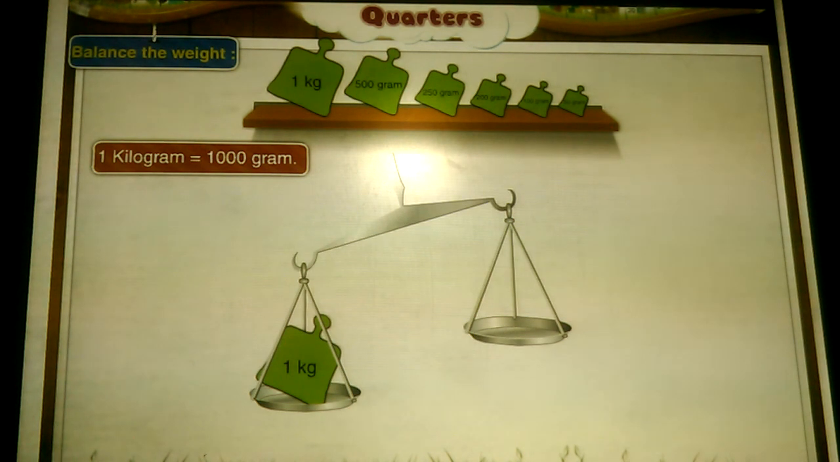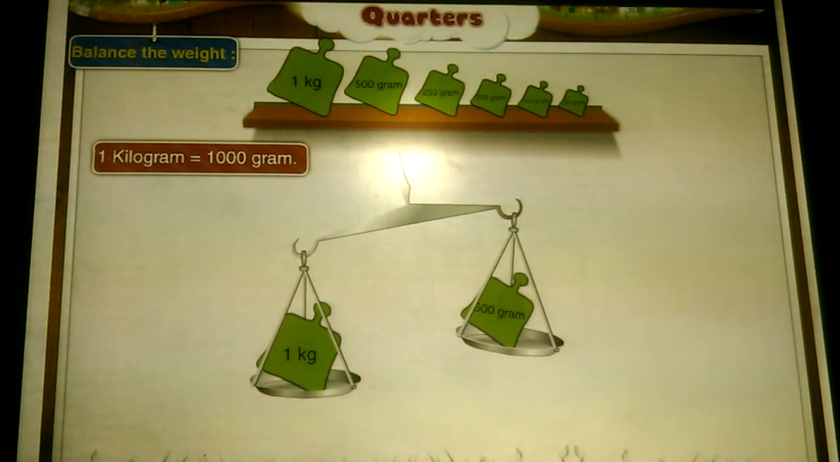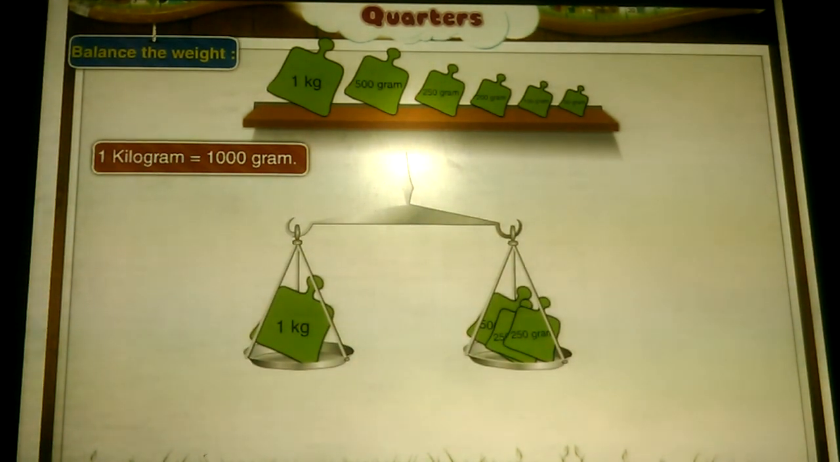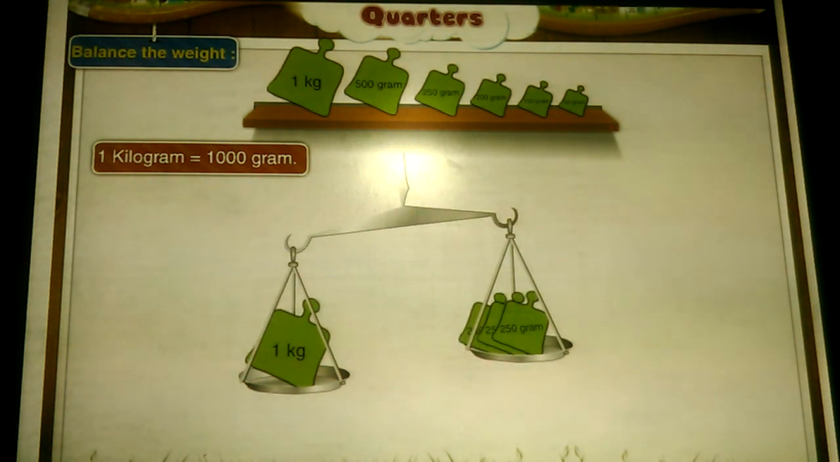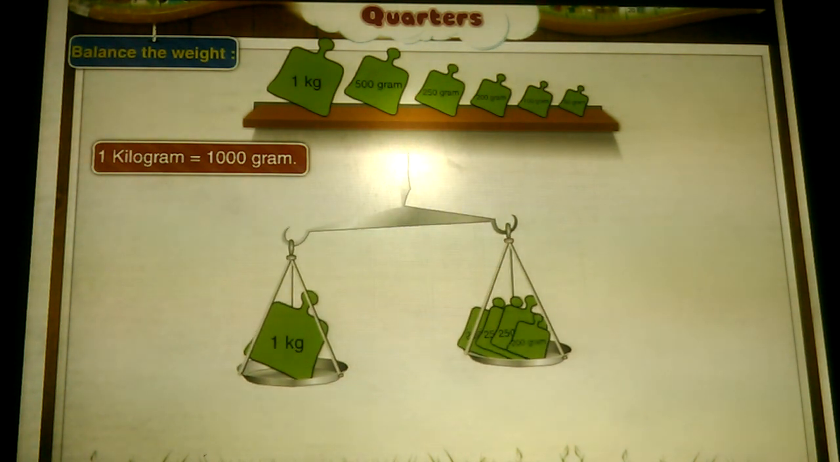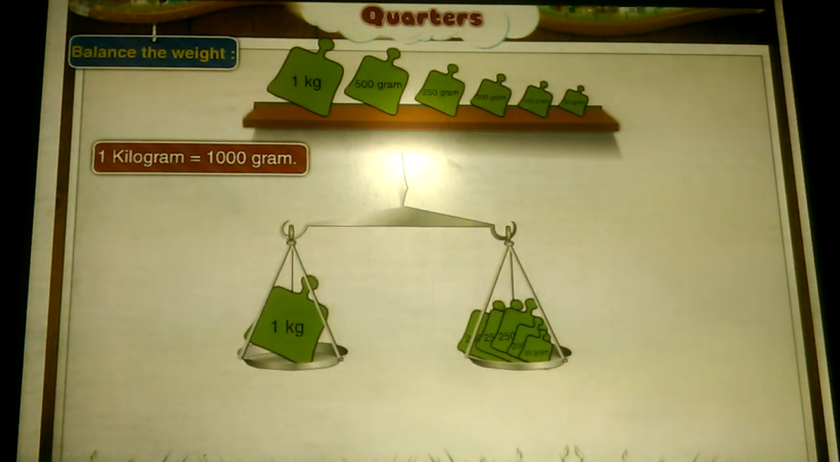2. If a weight of 1 kg is placed in one pan, then by putting 1 500 gram weight and 2 250 gram weights, both the pans can be balanced. 3. 1 kg weight in one pan and 3 weights of 250 gram, 1 weight of 200 gram and 1 weight of 50 gram in the other pan will balance each other.